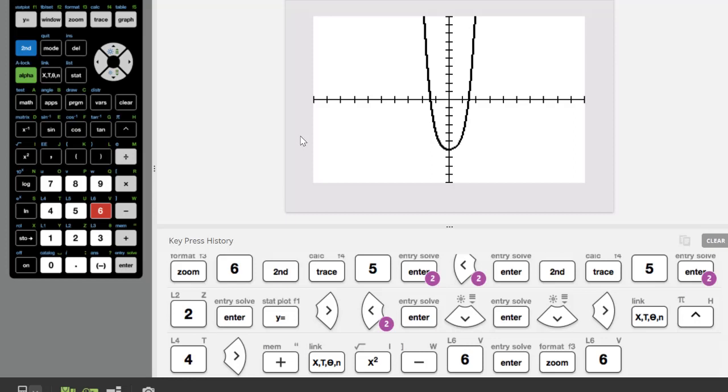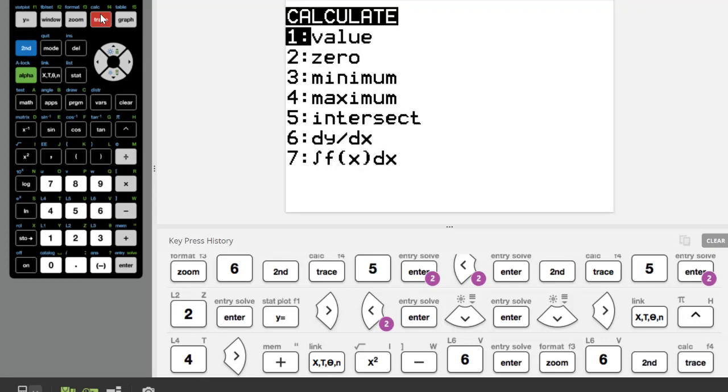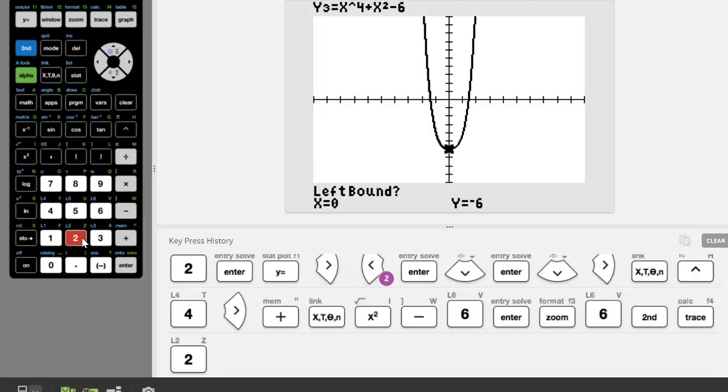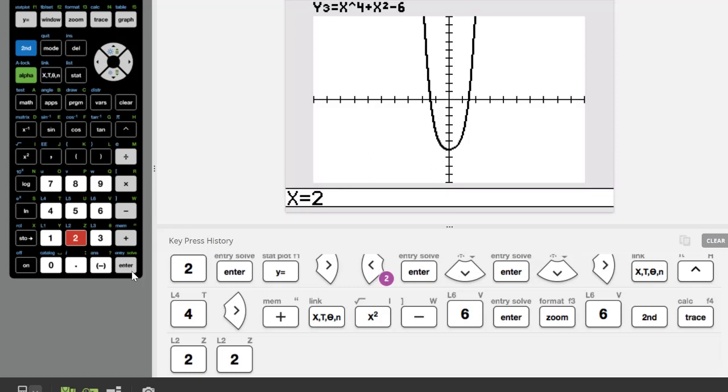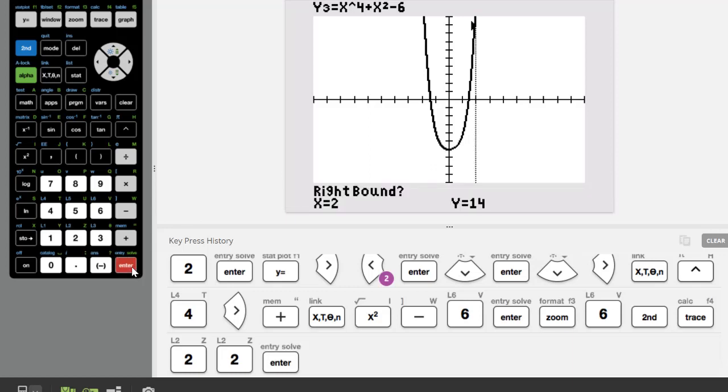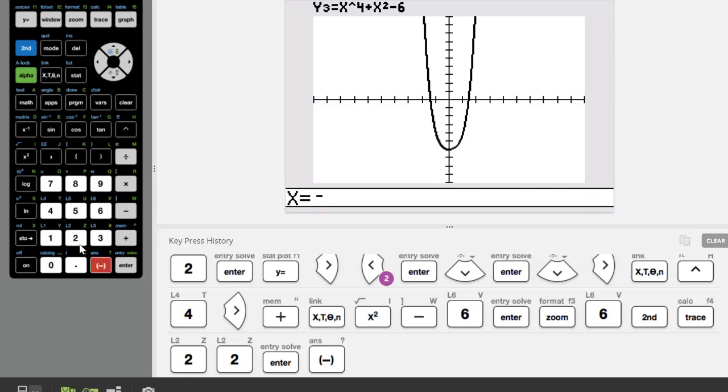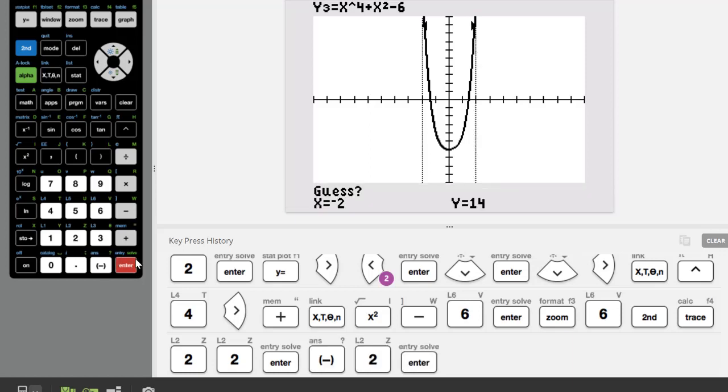And so we do the same thing, except this time we do second, calc, and we do zero. Left bound, again, if you don't want to do the arrows, you can type in a number, like 2 and press enter. Oops, wrong way. If you want to type in, let's see, -2, enter. You're now to the left. Oh, I just messed this up totally.